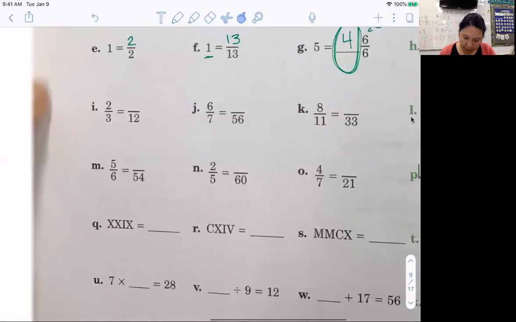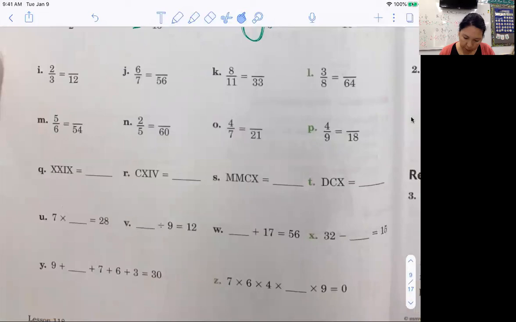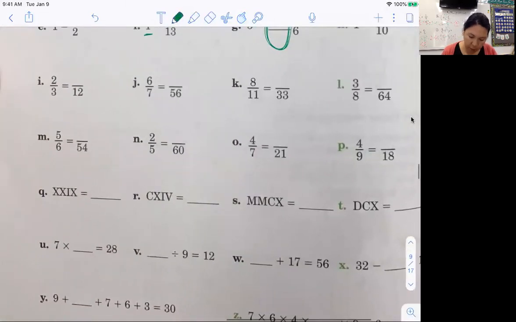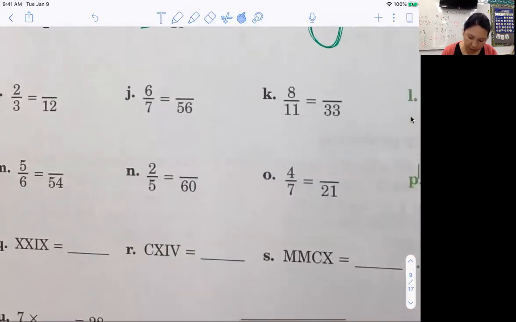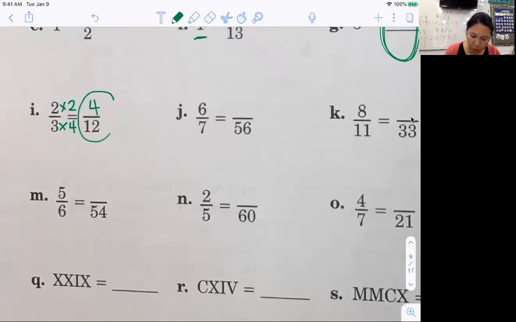I am going to see if you guys can do the rest by yourself. Let me try one more of these just to make sure you know what you're doing here. Roman numerals, I definitely want to see because I'm excited to see who still knows the Roman numerals. So 3 times 4 is 12. So 2 times 2 is 4. That's all we're doing.